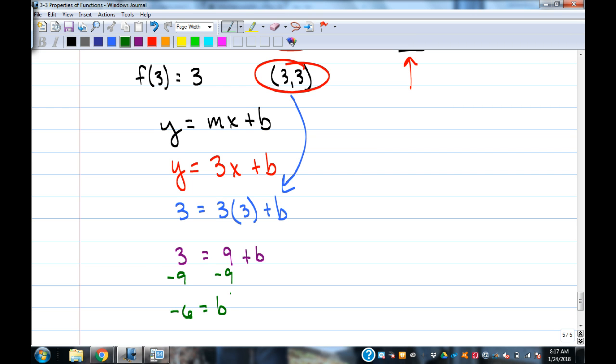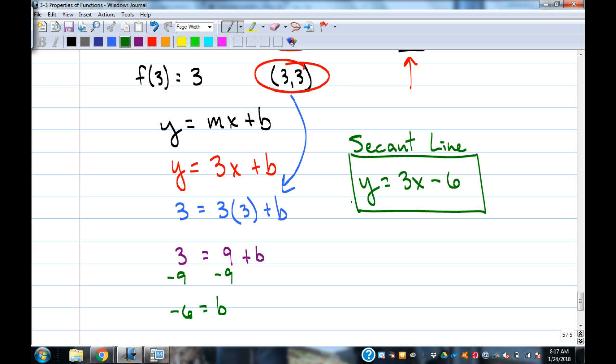-6 is equal to b. So the secant line is y equals 3x minus 6. So to find a secant line, you have to find an average rate of change. They're going to give you the interval to find that over. And then you have to find the y-intercept of your secant line using that slope, or that average rate of change that you got.